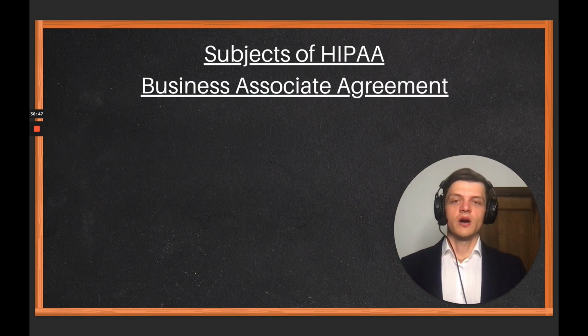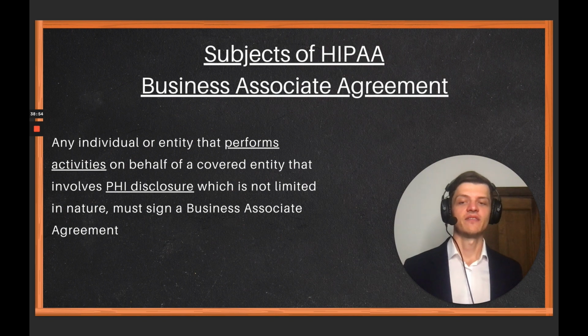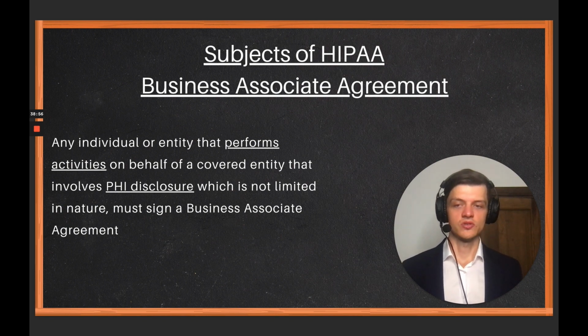Now, let's talk about the business associate agreement. Any individual or entity that performs activities on behalf of a covered entity or another business associate that involve PHI disclosure, which is not limited in nature, must sign a business associate agreement. We will talk about limited in nature a bit later. But right now, I want you to remember that if you provide services that involve PHI disclosure, you must sign a business associate agreement.